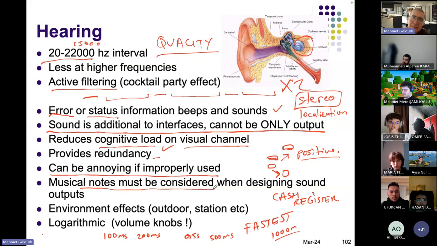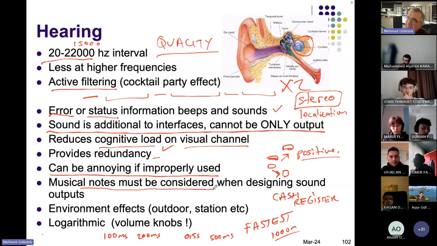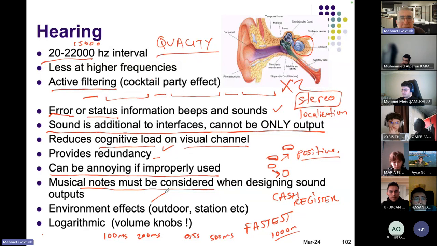Musical notes must be considered, as I said, when designing sound outputs. So increasing pitches are generally considered as positive, and decreasings are negative. Also, there is a theory about, if you are interested in music, major and minor accords, the combination of three notes is called as chords. Major chords are associated with happy sounds, and minor chords are associated with unhappy feelings generally. There are tables and books about those if you are going to design an important sound.